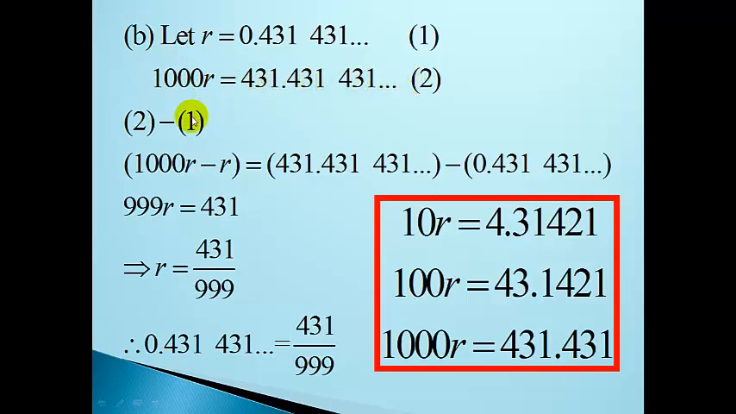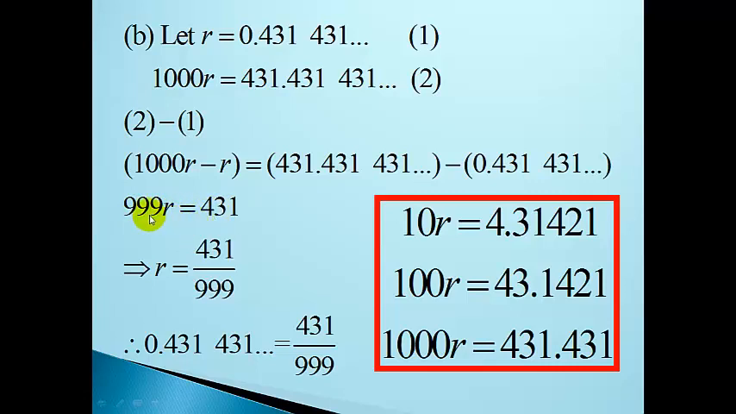So we now subtract equation 1 from equation 2. So we take R from 1000R, and that will give us 1000R minus R. This is equal to, we subtract 0.431431 from 431.431431, and the answer is 431. So we have 999R on the left hand side is equal to 431.